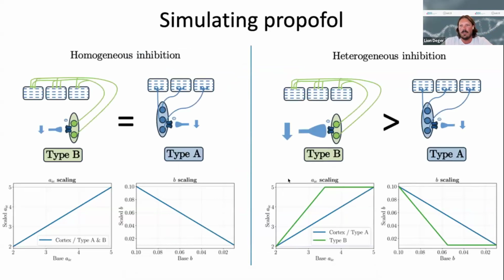And we did this in two conditions. So one would be homogeneous inhibition, where it's kind of the null hypothesis that there is no difference, that there is homogeneous inhibition across the whole brain, basically. Down here, you can see how we scale these parameters. So basically, you just linearly increase this one parameter, the inhibitory scaling parameter, and you prolong the inhibitory time constant.